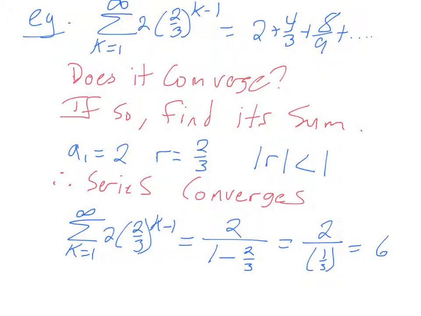So if we add up an infinite number of terms, it'll eventually add up to 6. Sort of a funny thing to say, because we know it's never going to get there, because can you ever actually get to infinity? No, but eventually if you could get to infinity, it would get to 6. So it's sort of a weird statement to make, but it is true.